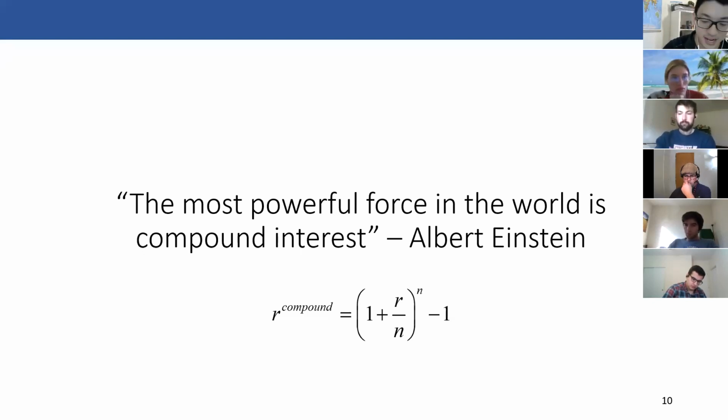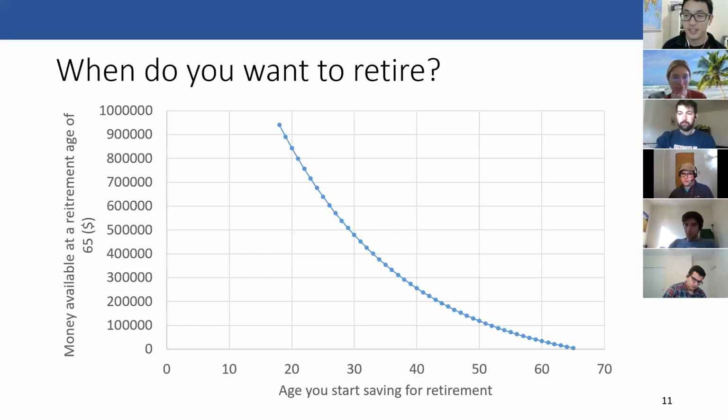And so this is kind of my spiel to get you guys to think about saving for retirement. So if you were to put money annually into a retirement account, really the payback starts to ramp up the longer and longer that you keep the money in there because of compound interest.